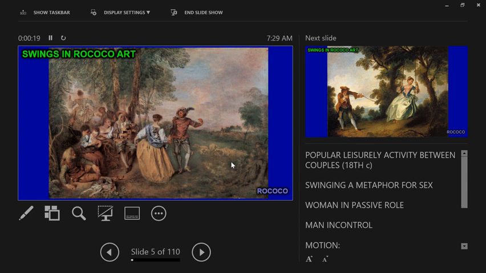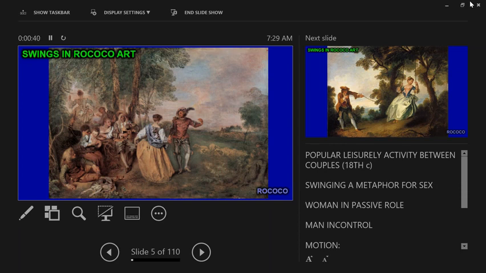So in this painting, do you see the person on the swing? Where? Right, in the upper left, correct? All right, so swings is a popular leisure activity between couples of the 18th century. That's the 1700s. The swing is a metaphor for sex.